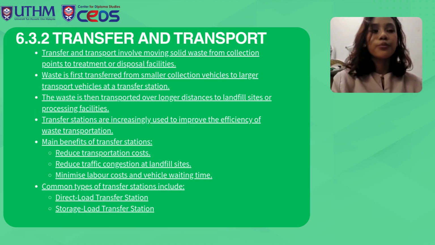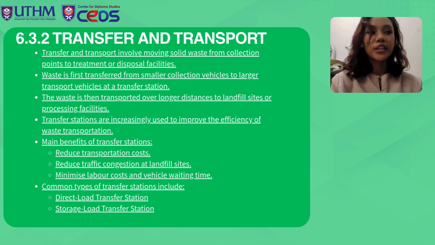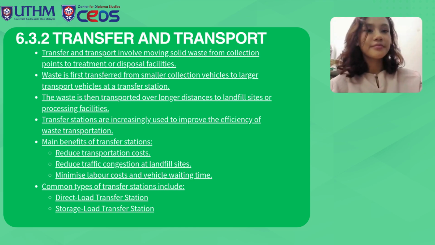Transfer and transport refer to moving waste from collection vehicles to larger transport vehicles at a transfer station. The waste is then transported to processing facilities or landfill sites. The main benefits of transfer stations are reducing transportation costs, minimizing traffic from smaller vehicles to landfill, and lowering labor costs by reducing waiting time. In conclusion, effective collection, transfer, and transport systems are important for maintaining cleanliness, protecting public health, and ensuring efficient waste management. Thank you.